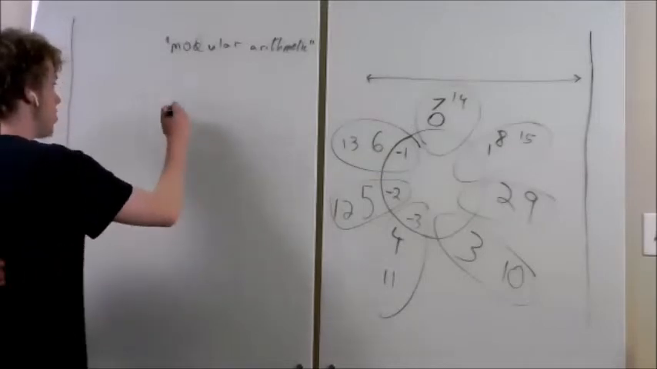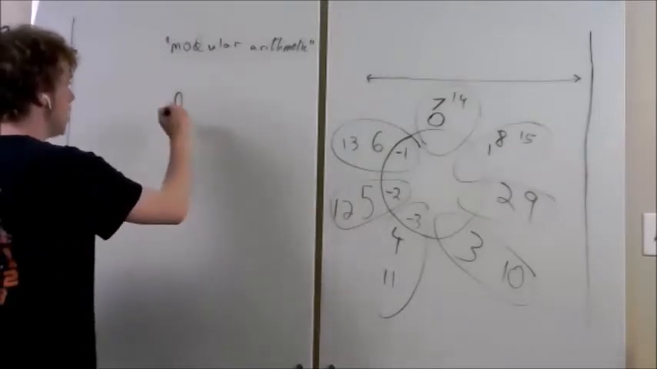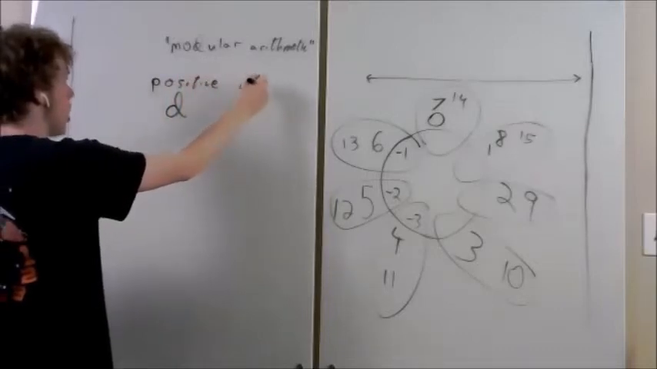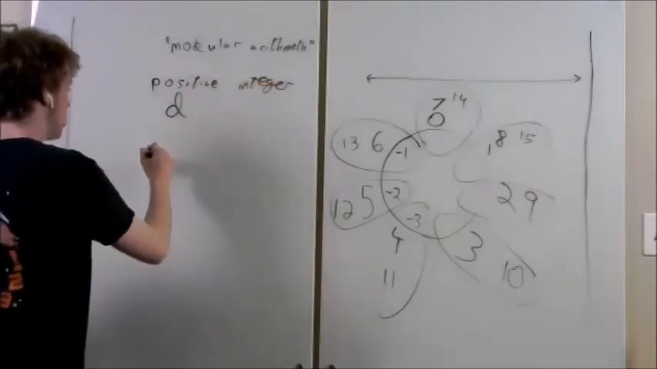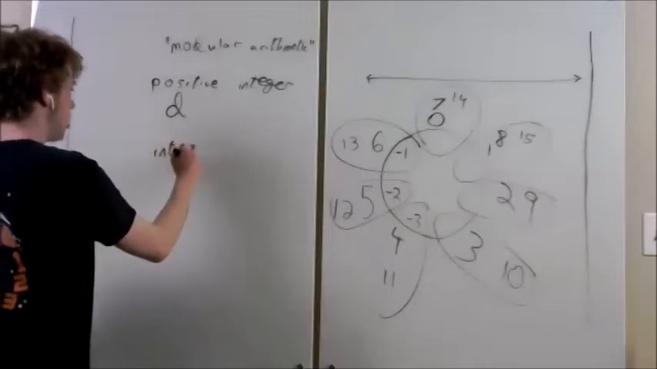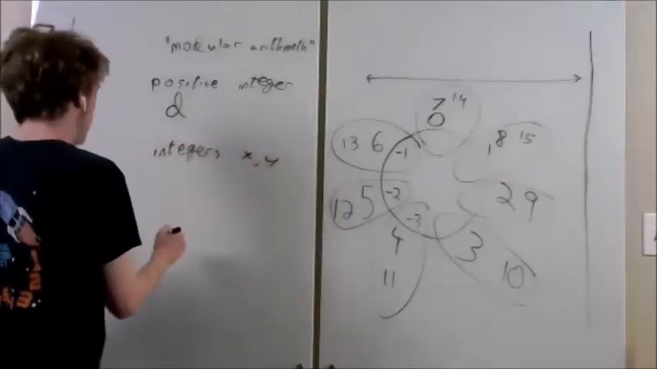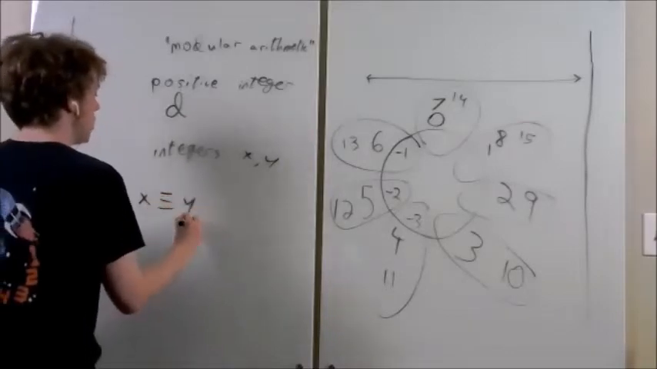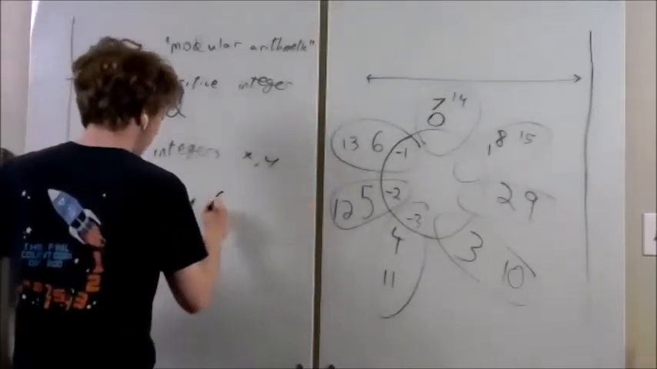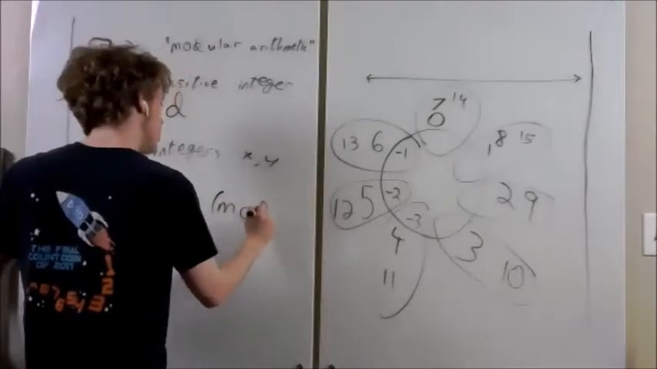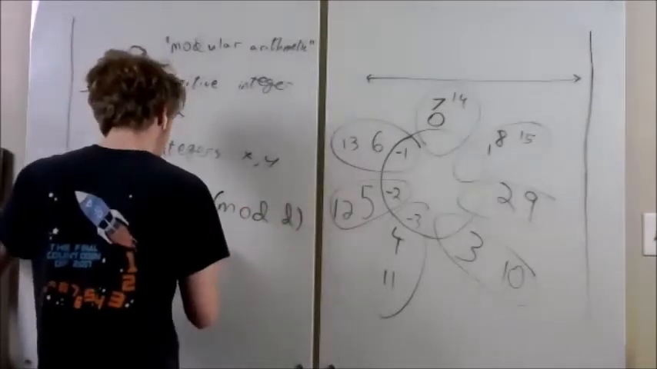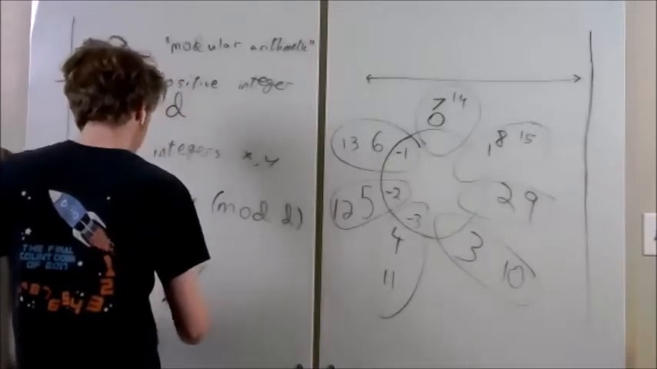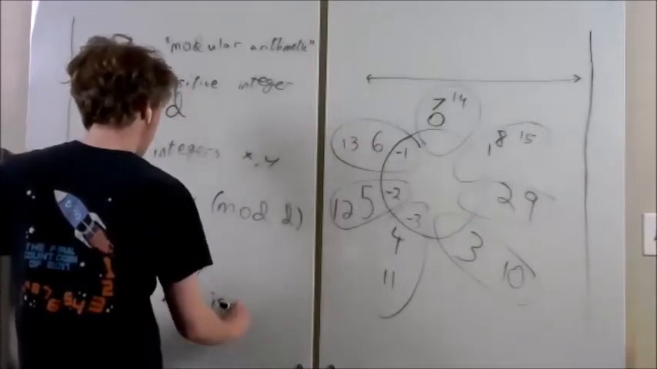So formally, we would say that for a positive integer d, and then integers x and y, x is congruent to y modulo d, or normally we would just say mod d, if and only if x minus y is divisible by d.